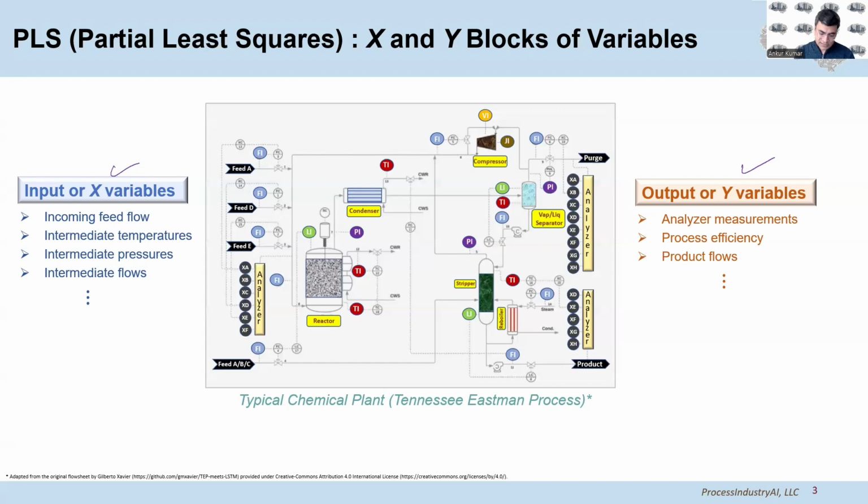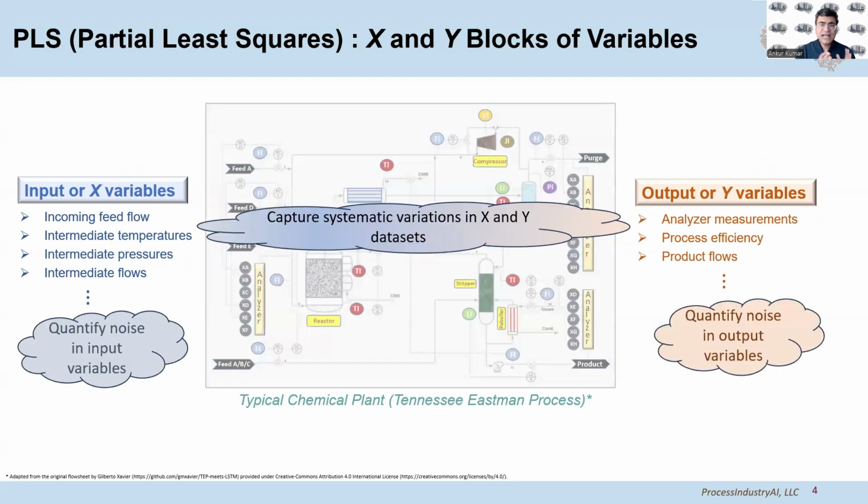For example, consider this system. Here, let us say we are interested in knowing how the product purity values and the process efficiency relate to the rest of the process variables. Let's say the incoming feed flow, the intermediate temperatures, the intermediate pressures, and the intermediate flows. In such cases, PLS has been found to be a very effective tool in finding the relationship between the X variables and the Y variables.